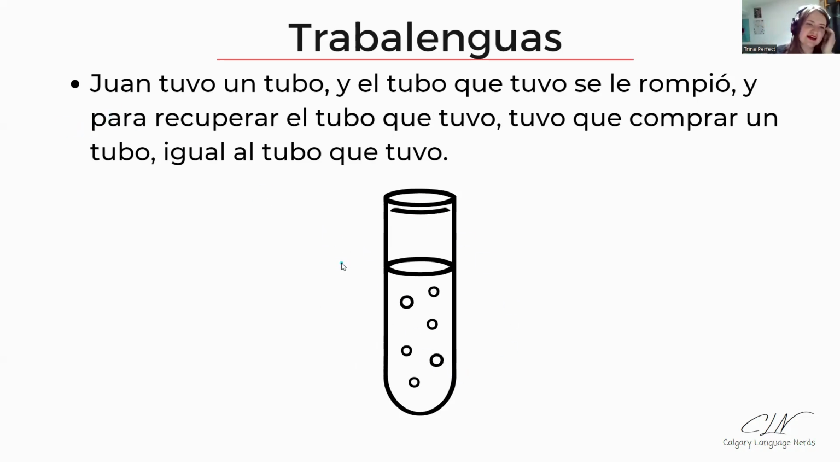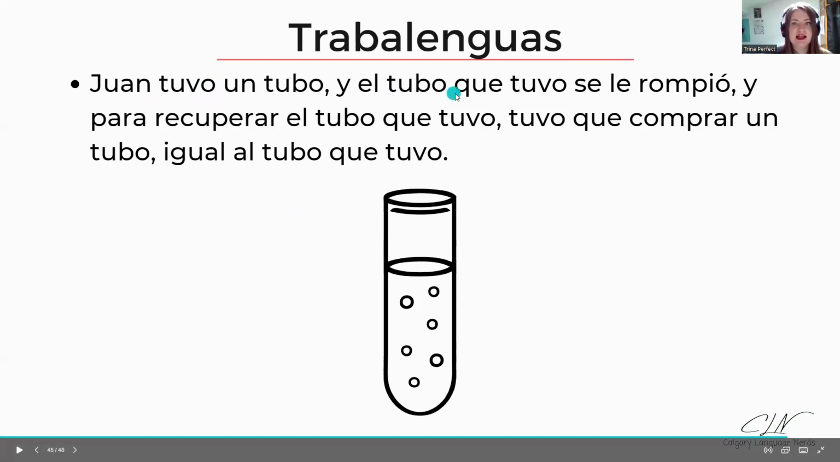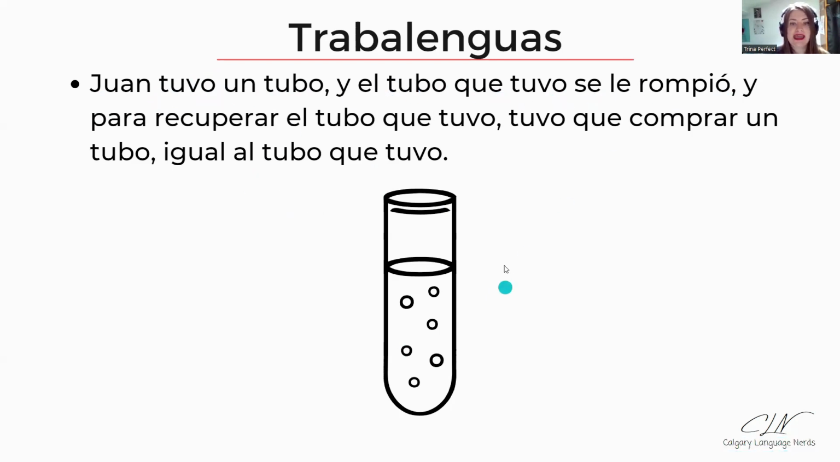So it is a wordplay between V and B that we know are pronounced the same. Okay. Let's figure out what it means first. Juan tuvo un tubo. So a person named Juan had, past tense of to have, tuvo, un tubo, a tube like this. Y el tubo que tuvo se le rompió. And the tube that he had, tube, have, they are pronounced exactly the same, they're written differently. Se le rompió. It broke into pieces, it fell apart.